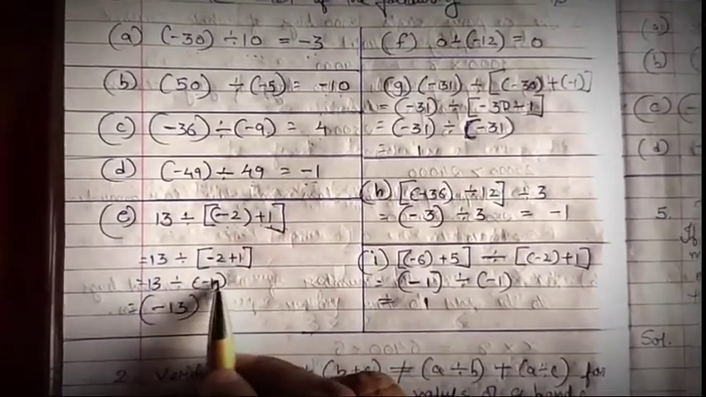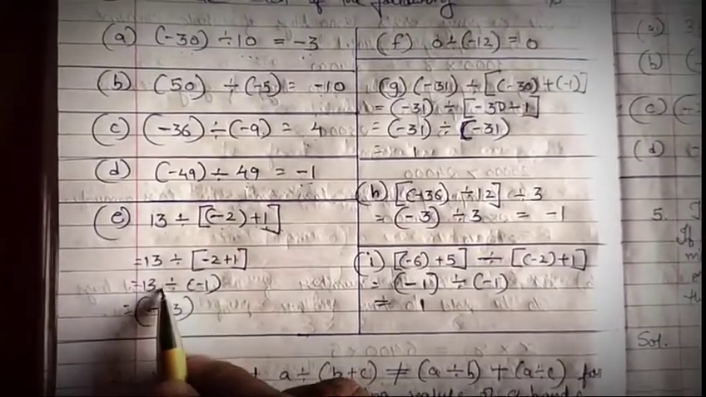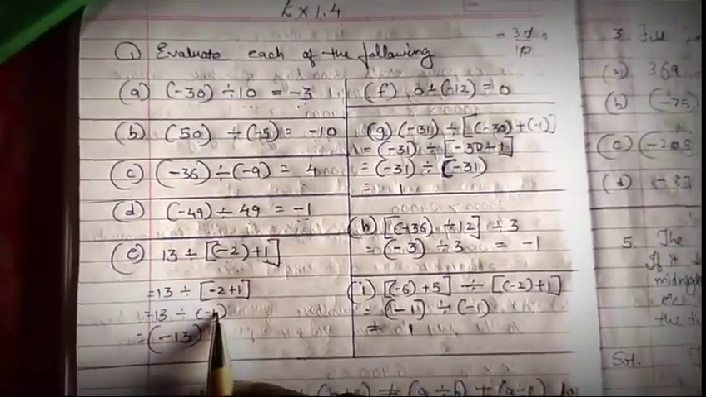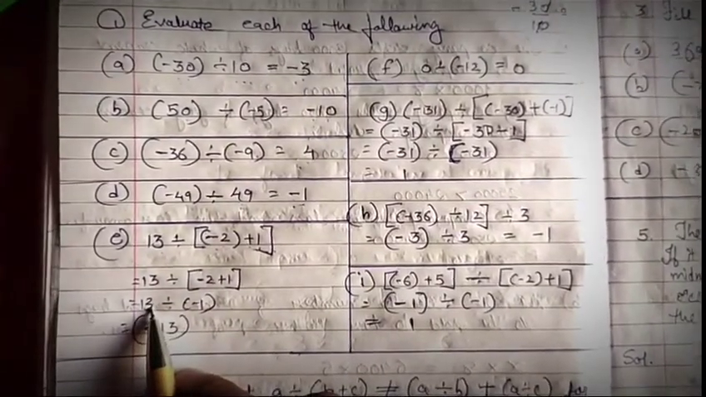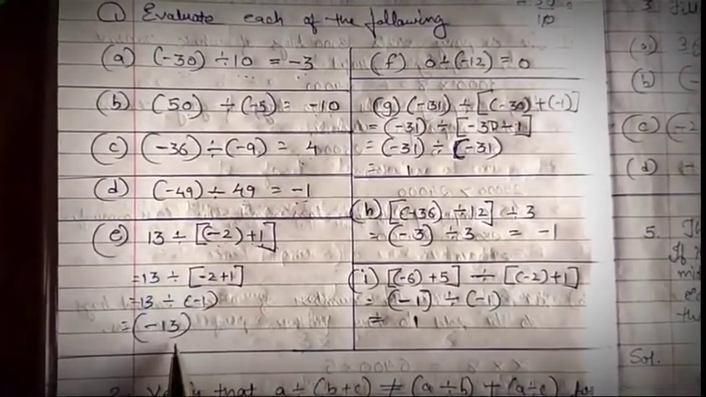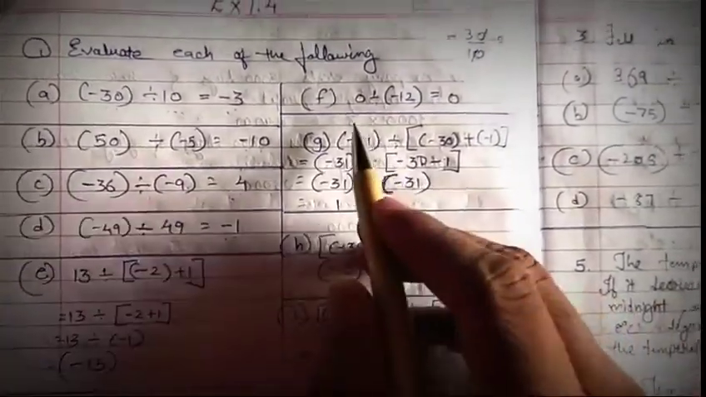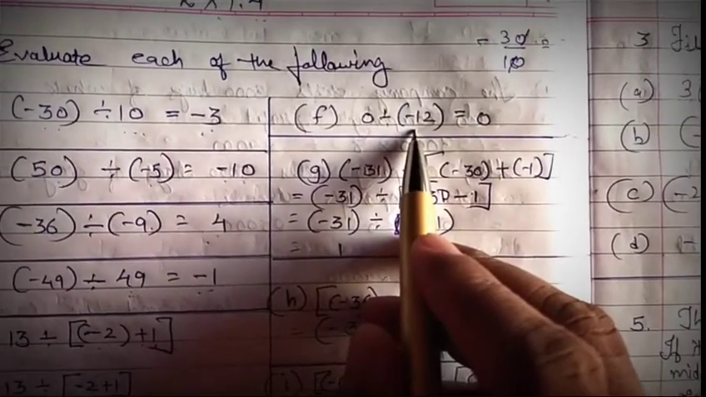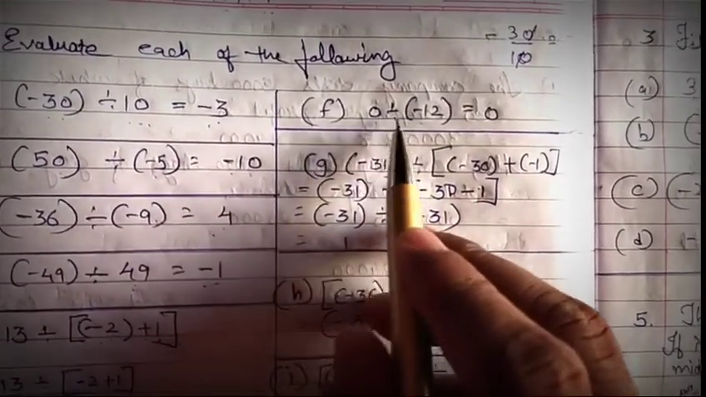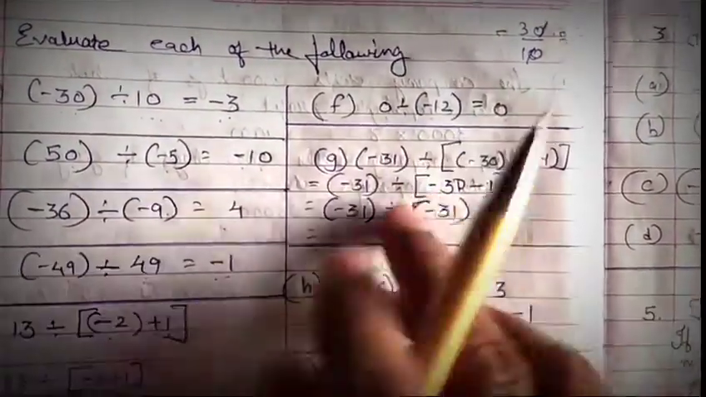Now you have to solve the answer. Now here you are getting 30 divided by minus 1. Anything divided by 1, same value you will get, but here numerator is positive and denominator is negative, so your value will be in negative. Now here 0 divided by minus 12. When 0 is divided by any number, you will always get 0 only.